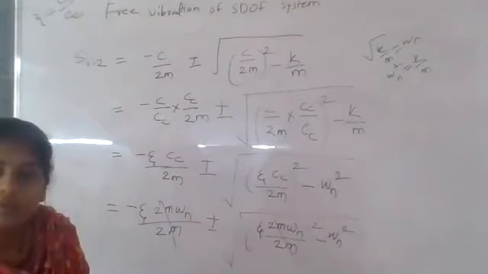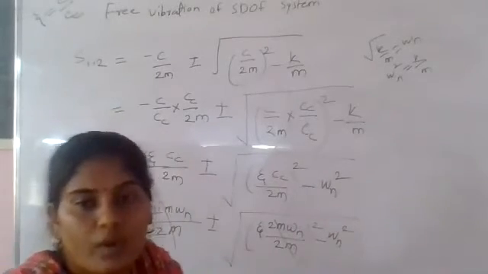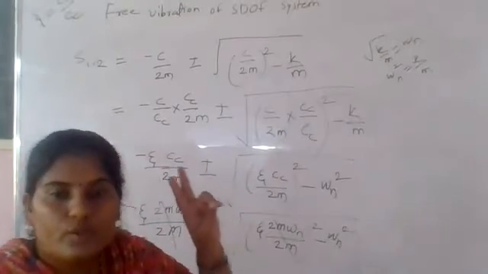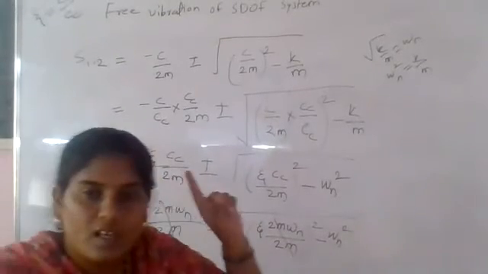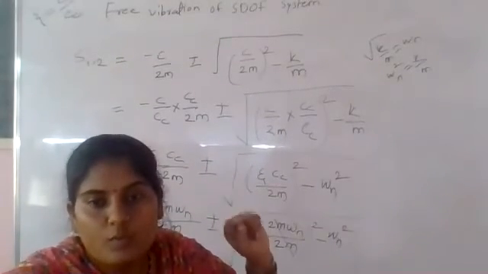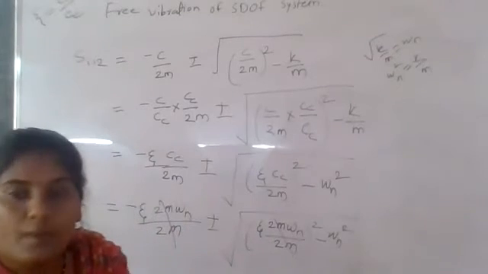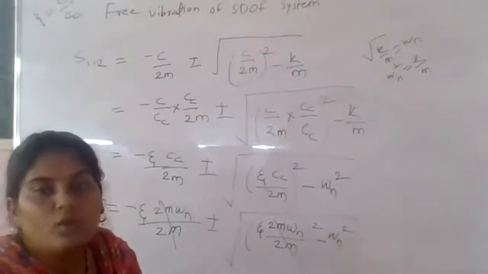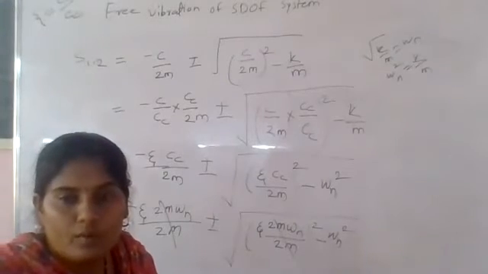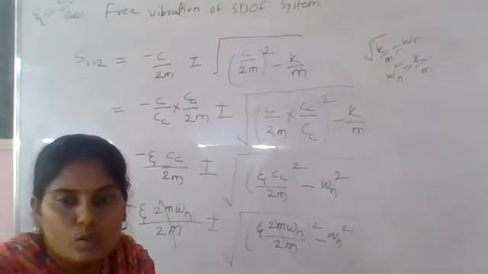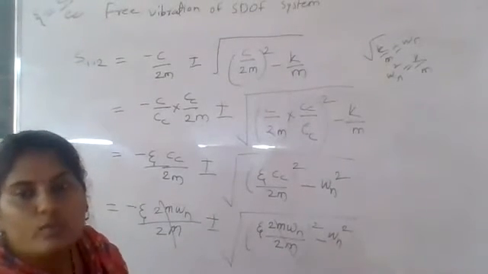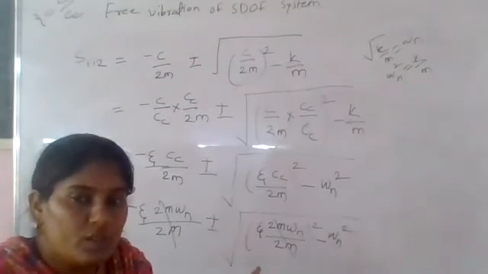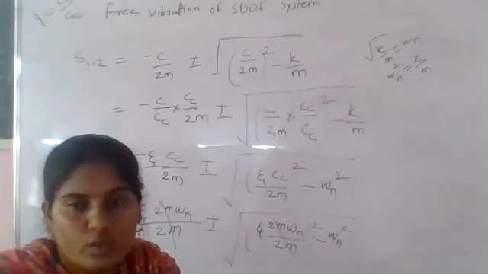The S12 value, from where have we taken S12? From the quadratic equation we got two roots. Which two roots? The S12 by using the formula minus b plus or minus root of b square minus 4ac upon 2a. From that we got two roots, that are S1 and S2. And that S1 and S2 we put into the equation: x of t equals a1 into e raised to s1t plus a2 into e raised to s2t.